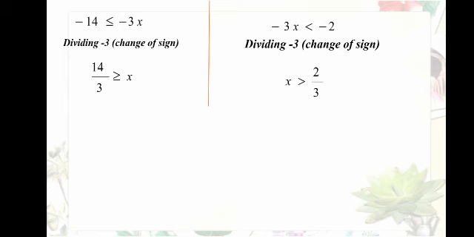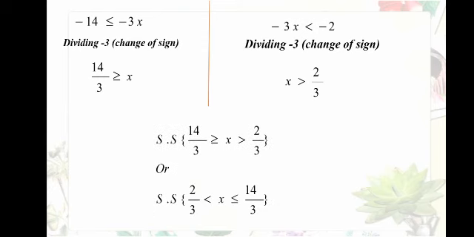So the equation will become x is greater than 2 by 3. Now combining these two equations to get the solution set, the equation will become 14 by 3 greater than or equal to x greater than 2 by 3, because x is common, so we will write it only one time, or you can write it in the form like 2 by 3 less than x less than or equal to 14 by 3. Both equations will be right. Question number 3 you have to solve yourself.